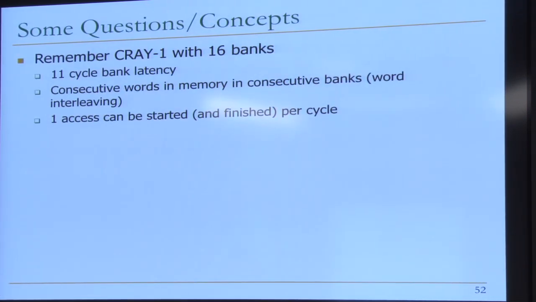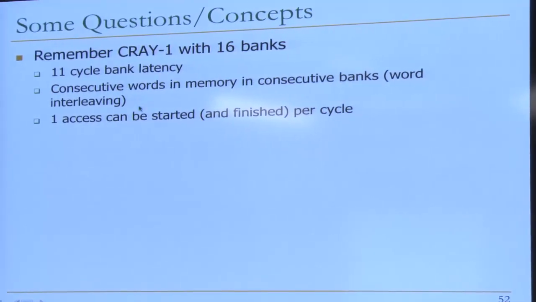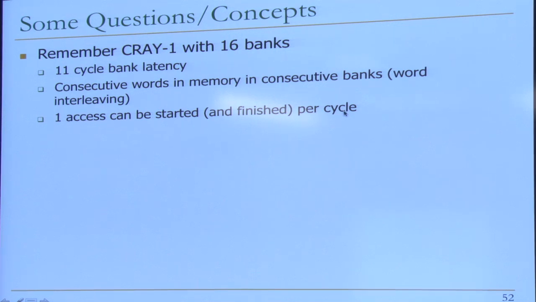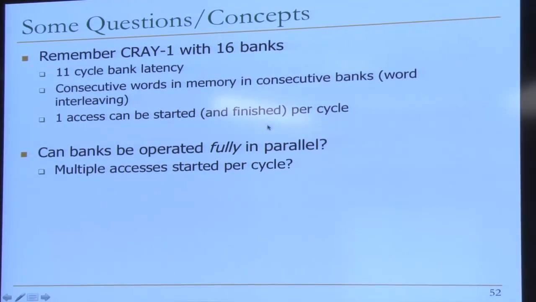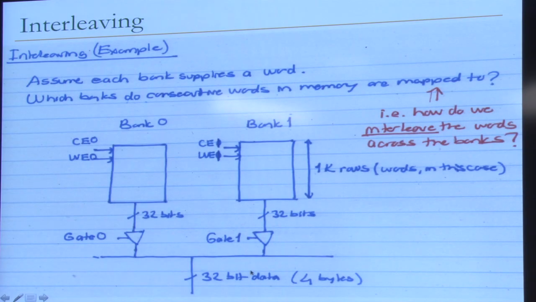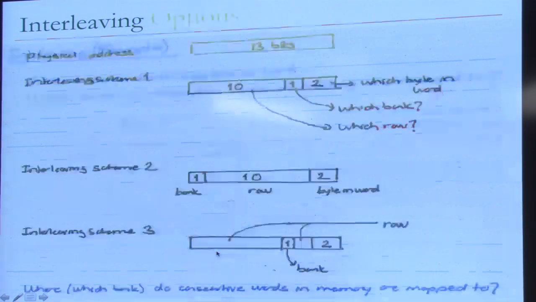OK, so you remember that Cray 1 had 16 banks, right? And we had 11 cycle bank latency in Cray 1. And they mapped consecutive words in memory into consecutive banks. They used word interleaving. And they could start one access per cycle. Well, you already know the answer to this, right? Can banks be operated fully in parallel? Sure. You just need to have separate address, data, and command buses to the banks. Not these banks, because these share the data bus, so they're not fully in parallel. They cannot supply the data at the same time. Well, they could, I guess, but you get garbage in that case.